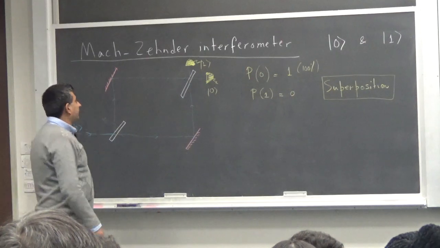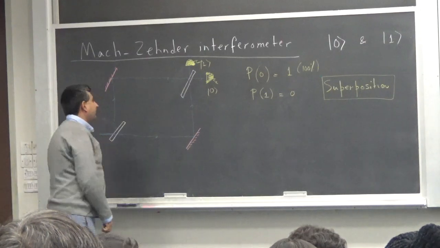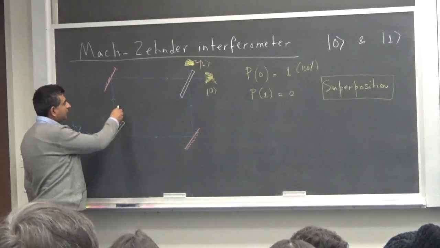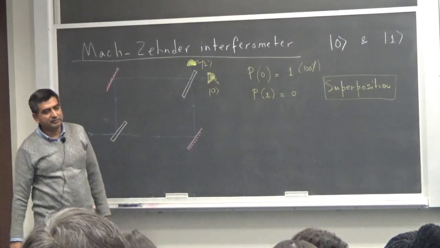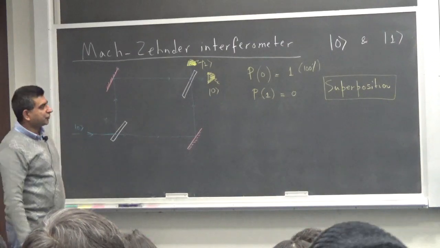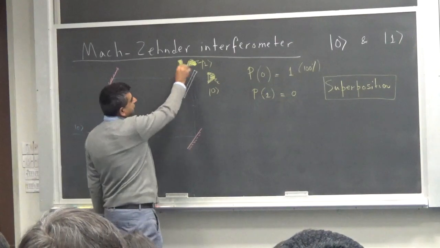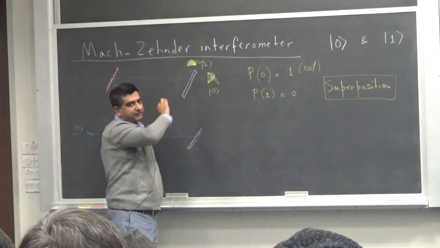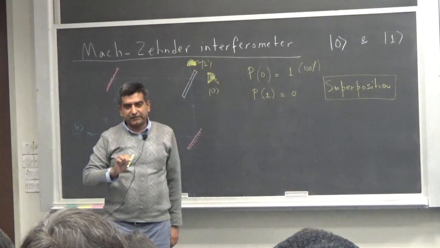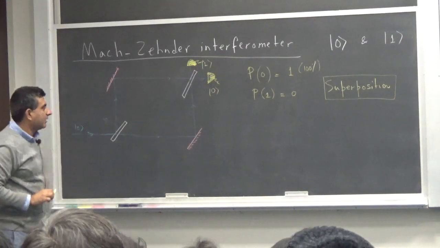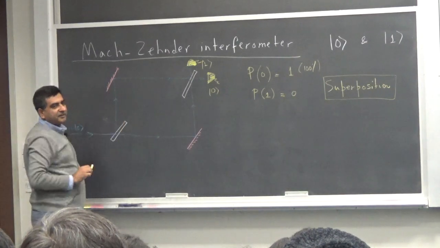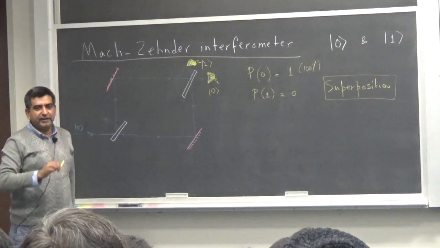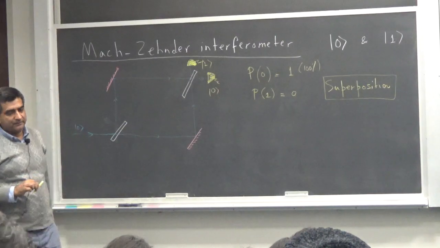Okay? So you're not trying to be over smart, and you're not trying to find out which of the paths the photon is taking. That's very important. So your measurement or detection is right after the interferometer. That's very important. So there's no detector inside the interferometer. They're only outside the interferometer.